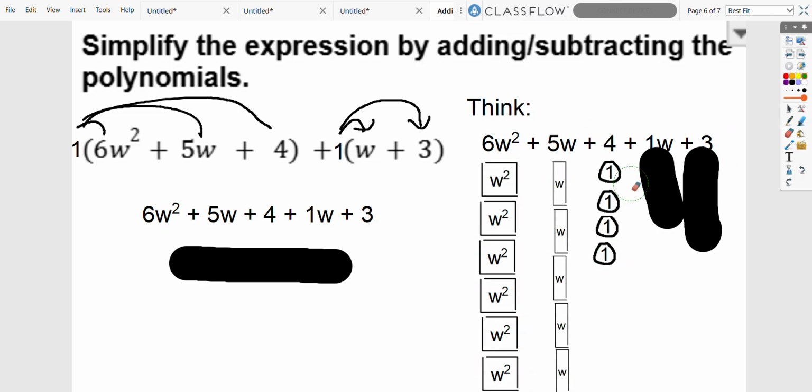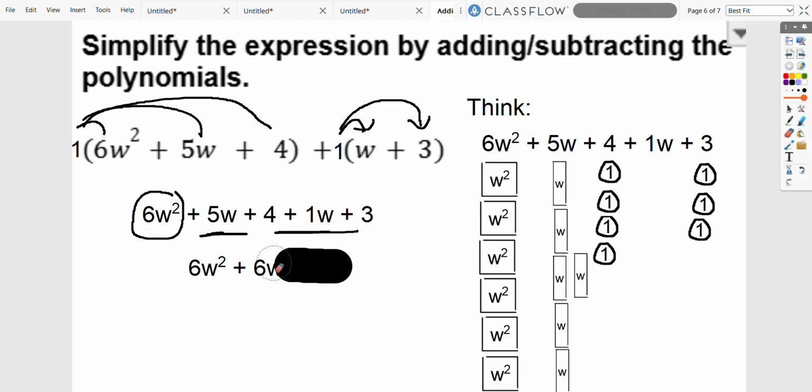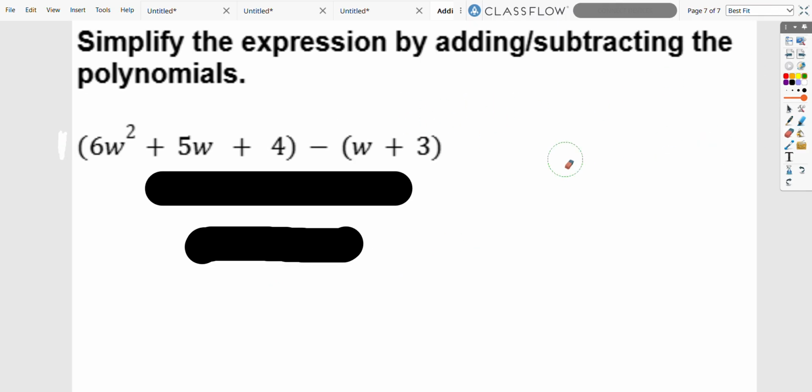And once again, when you get to this stage, you want to think of this in terms of quantities. Right, so the 6w squared has nothing to combine with, so that just stays a 6w squared. We notice that we have 5w's here with 1w. That's just like these shapes over here, combining those. So we get 6 total w's. 5 plus 1 is 6. And then we do the 4 plus 3, that gives us 7. And that gives us +7.